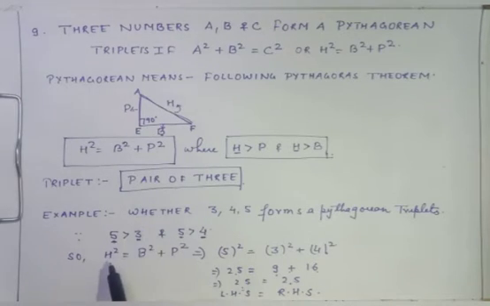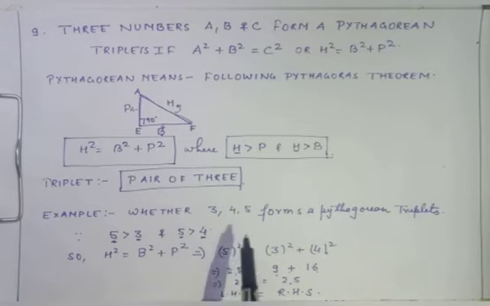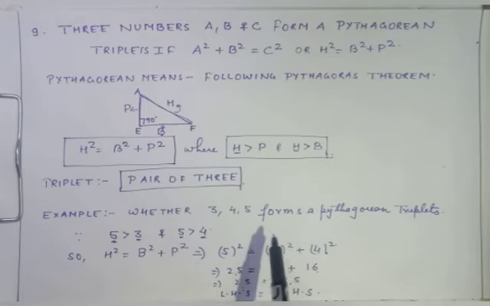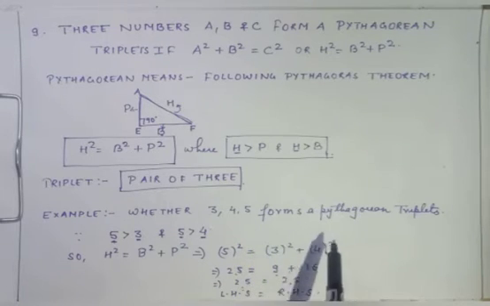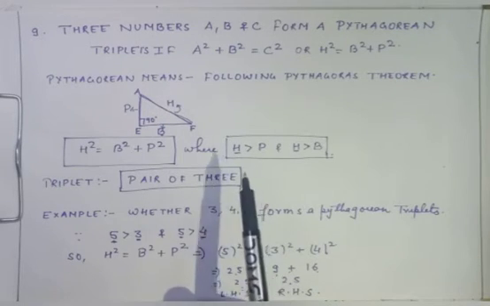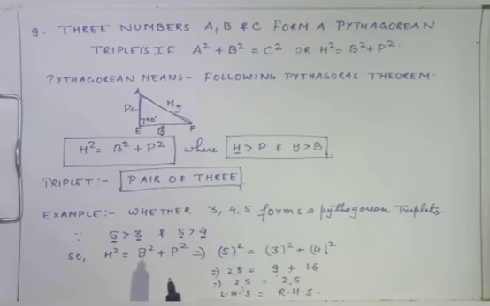Now according to the Pythagoras theorem, H square is equal to B square plus P square. H is 5, so 5 square is equal to base 3, 3 square plus 4 square. 5 square means 25 is equal to 3 square means 9 plus 4 square means 16. 25 is equal to 25. Hence LHS is equal to RHS. Therefore, it is a Pythagorean triplet. I hope it is clear to everyone.